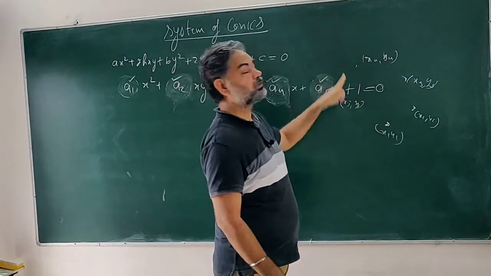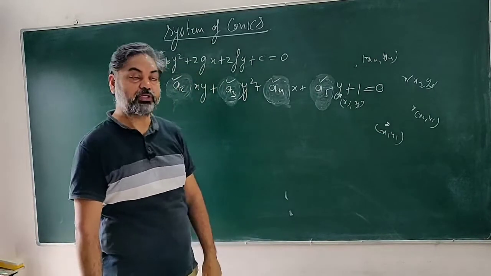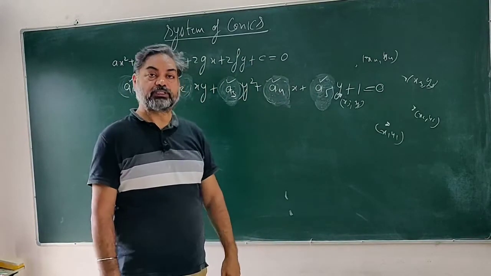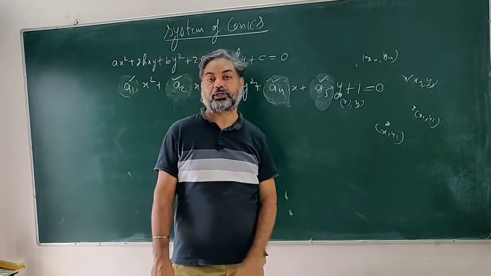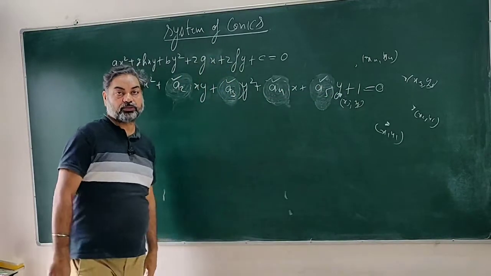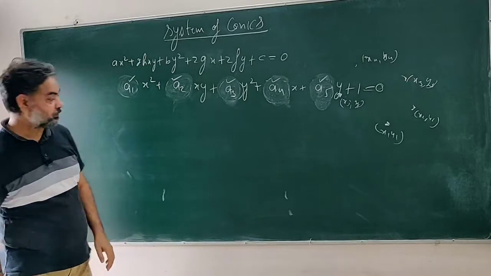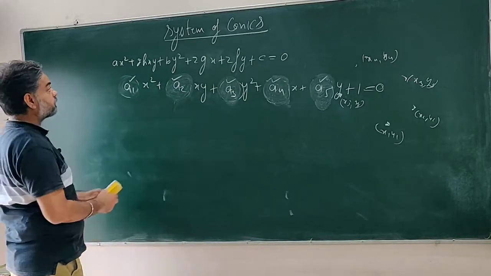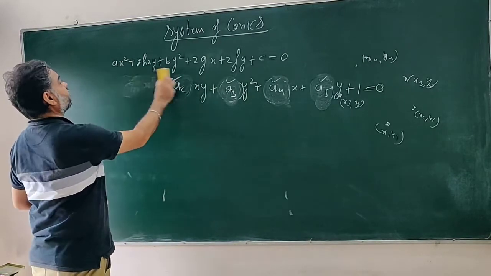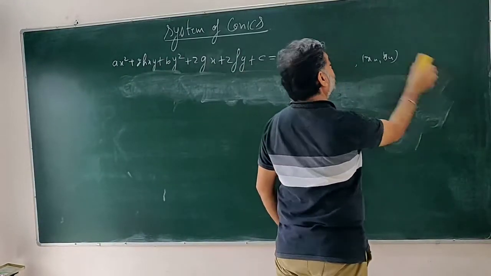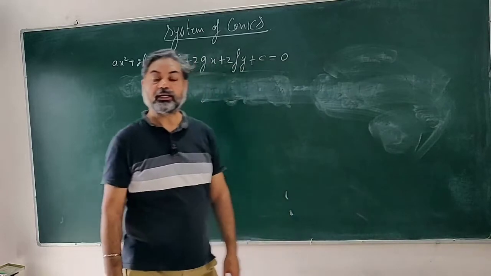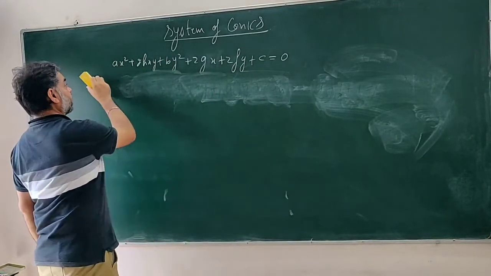So given 5 points, you can find the equation of the conic which passes through these 5 points. But the condition is that no 3 points of these 5 points should be collinear. So this was the first fact that we have discussed, that you can make a conic pass through 5 given points.